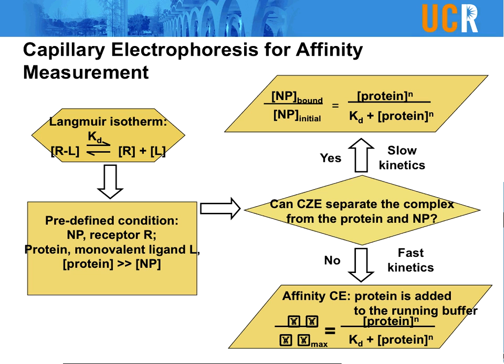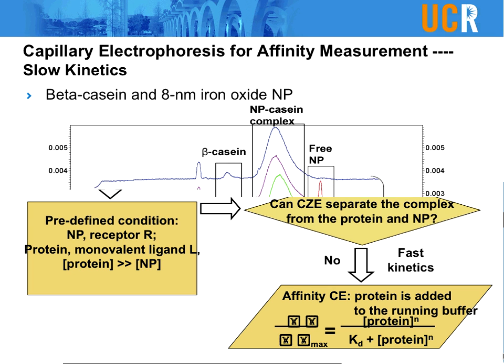Or just some compatibility. But here we could measure the mobility change if the binding kinetics is faster than our separation speed. So you no longer observe separated peaks like in the situation of slow kinetics. In the fast kinetics situation, you only observe the mobility change when you increase the protein concentration. But from that change, we can also estimate the Kd value.